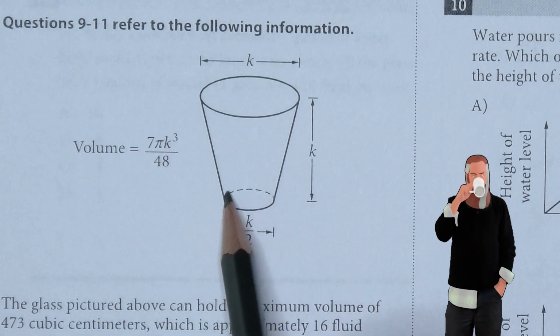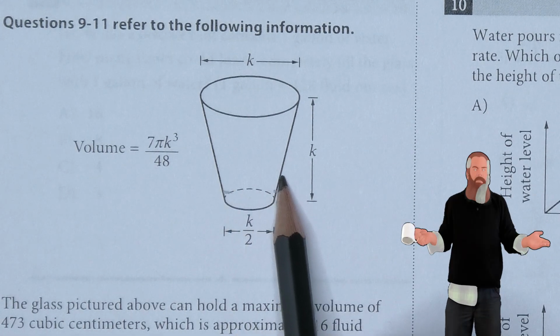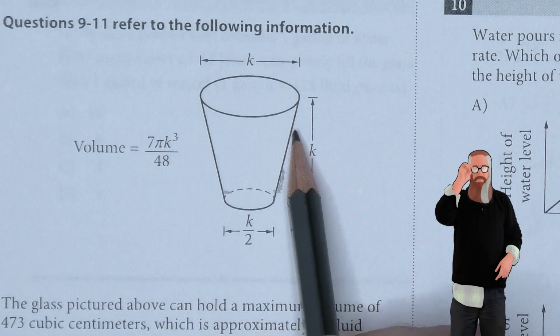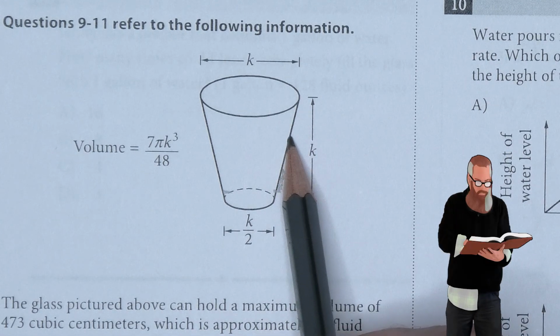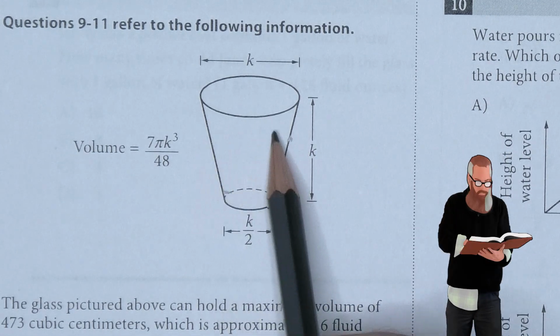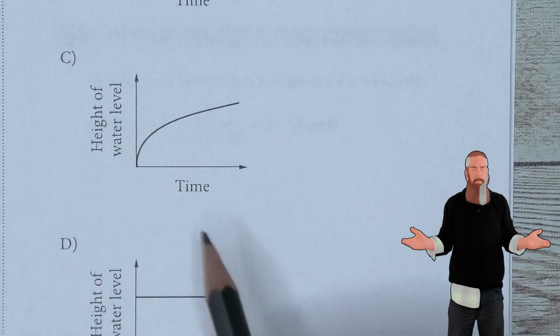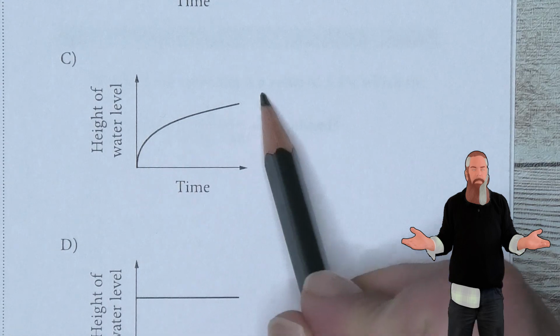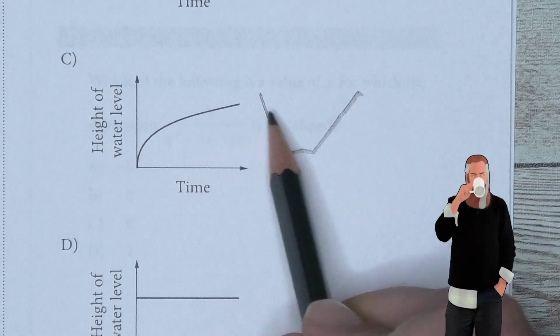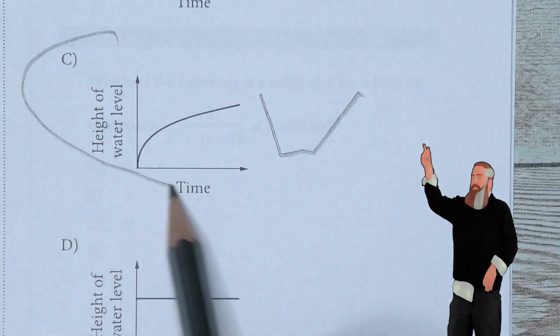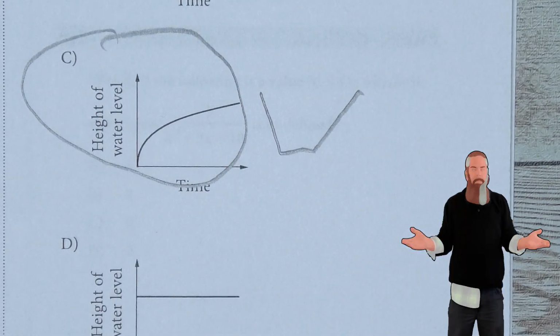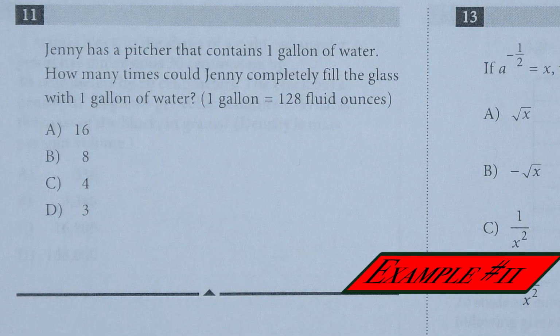What this means for us is in the beginning, the water level is going to seem to rise quickly. But as we get to the top, the water level is going to rise slowly as it has more area, or volume, to fill up. So it would begin moving up quickly and then it would taper off in its speed, giving us C as the answer.